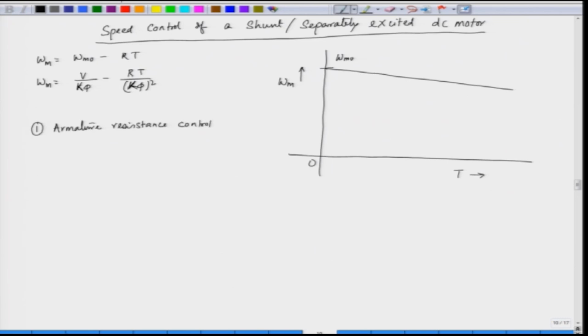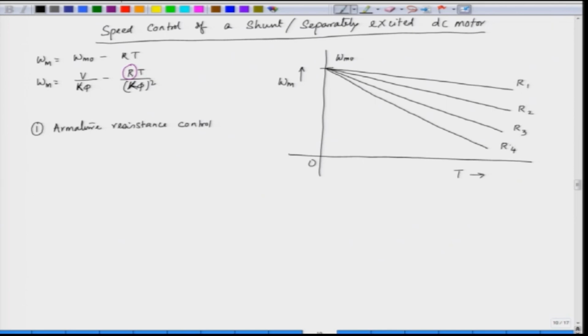Now, if you change the armature resistance, we are basically changing this R. When we change R, the slope of the characteristic will change, but the no load speed will remain the same. So, the characteristic will change like this. When we go on changing the armature resistance, the characteristic will change like this. This is for R1, R2, R3 and R4.